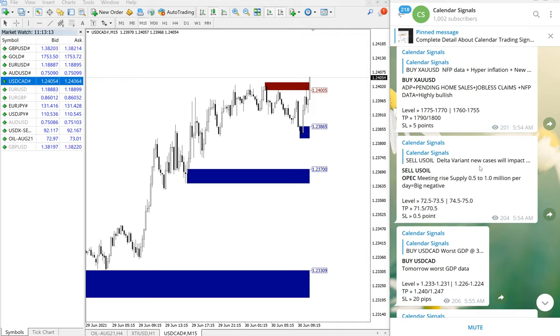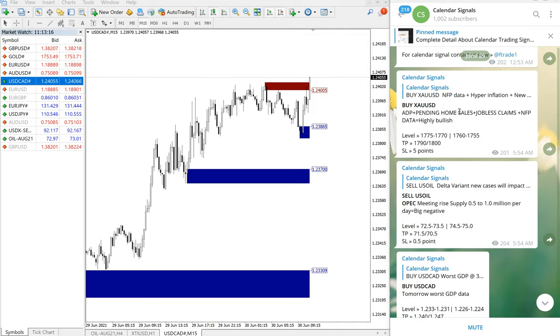Today we are going to show you the performance of our calendar signal for June 29, which is yesterday. We will see the performance, how our calendar signal worked and what are all the signals given.